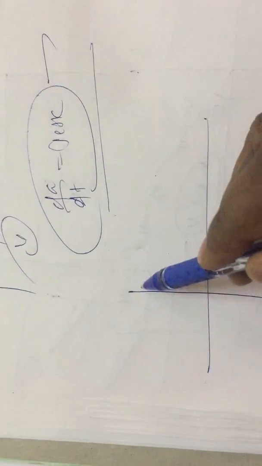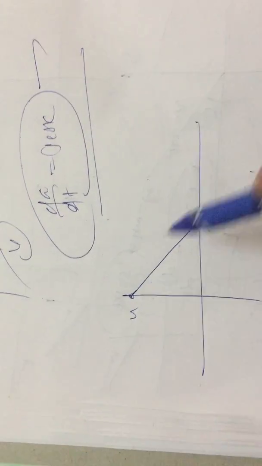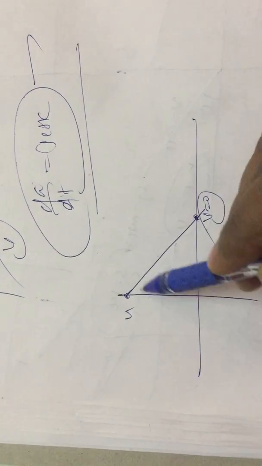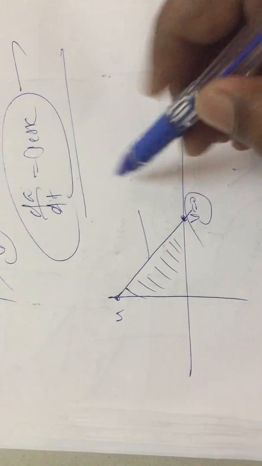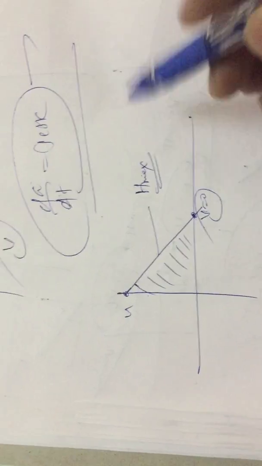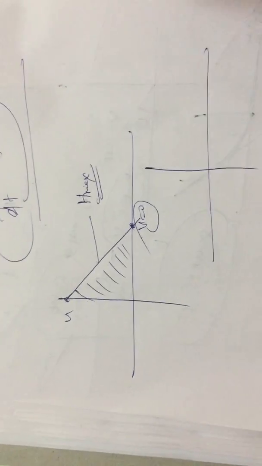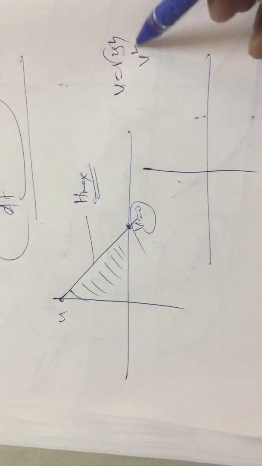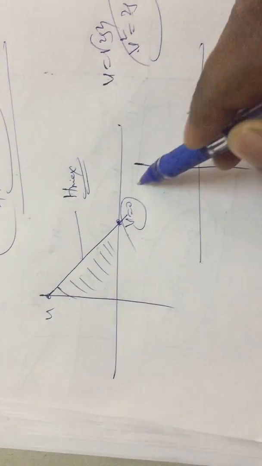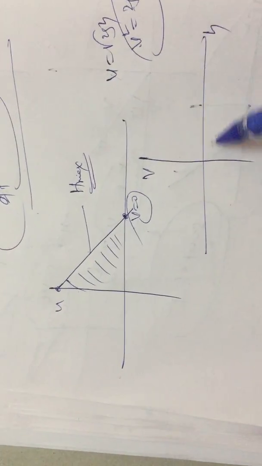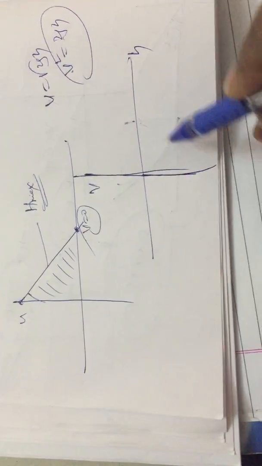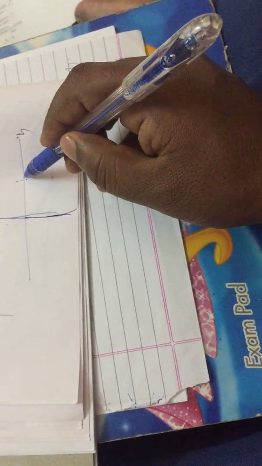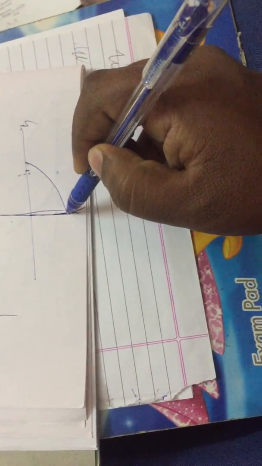For a freely falling body, for vertically upward projection, the graph will be like this. Initially velocity is there, finally velocity is 0. Then the area under this graph is called the maximum height. Then next, for a freely falling body, v equals root 2gh. So v square equals 2gh, a quadratic relation between v and h. Initially the velocity is in the negative y-axis direction, and the graph will be like this. If it bounces, it will go up.